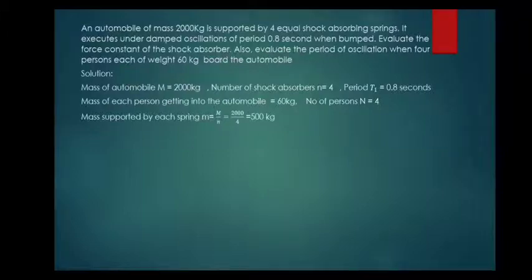So in this problem it is asked to find force constant K and period T2 after 4 people get into the automobile. So natural frequency omega is equal to square root of K by M, but omega is equal to 2 pi by T1. So rewriting the equation, T1 is equal to 2 pi square root of M by K. Now T1 is given, that is 0.8 seconds, which is equal to 2 pi, mass is 500 kg divided by force constant, which is unknown. So you will get force constant value on simplifying this as 30,842.